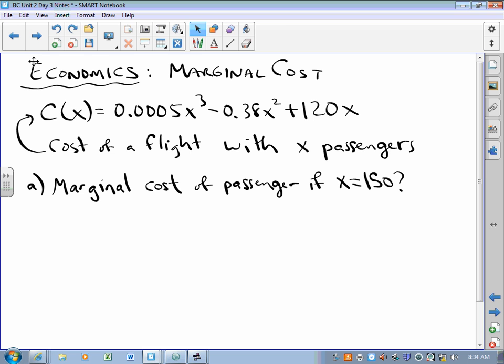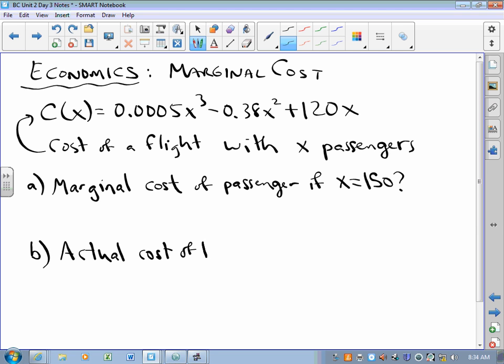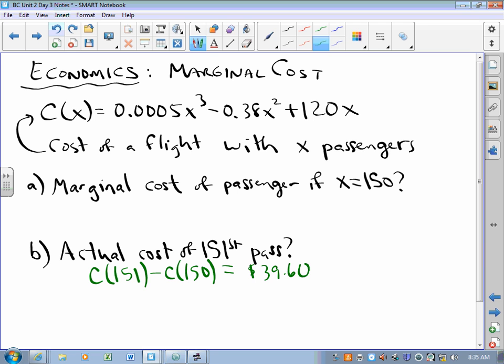So I mean the actual marginal cost, the actual cost of the 151st passenger, is whatever your cost is at 151. I should use green, shouldn't I? Because money is green. The actual cost of that 151st passenger minus the cost of bringing in 150. So that happens to be, and this is a quick calculation, $39.60. You can sub in 151, sub in 150, and subtract.